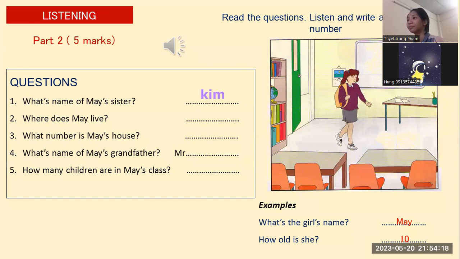Two. Where do you live, May? I live in Cross Street. Is that CROSS? Yes. Three. And what number is your house, please? Our house is number five. Pardon? Number five.